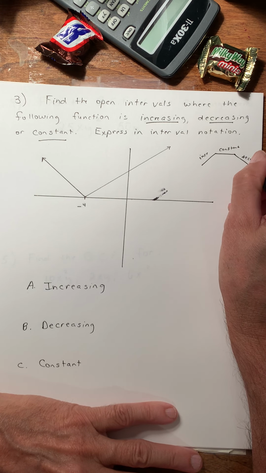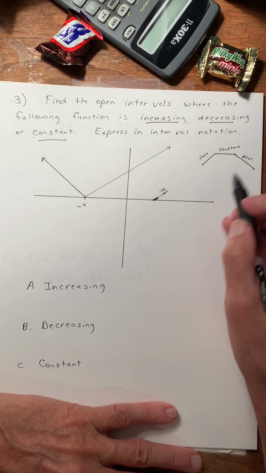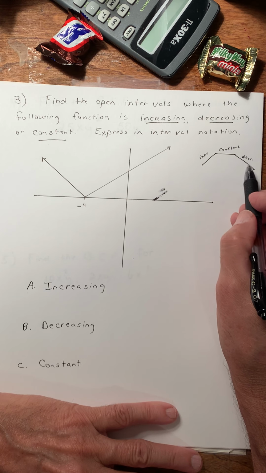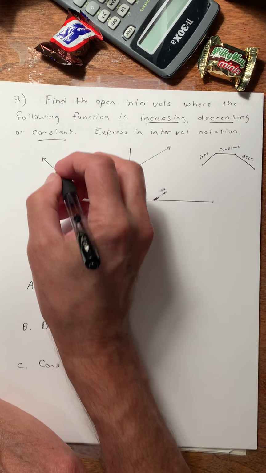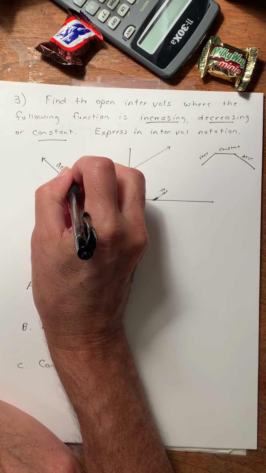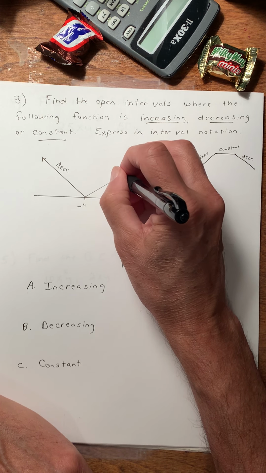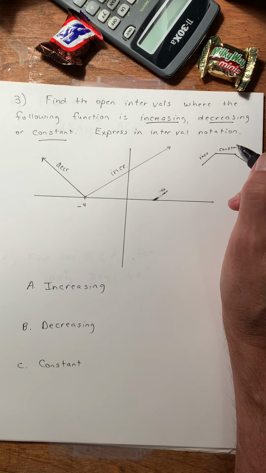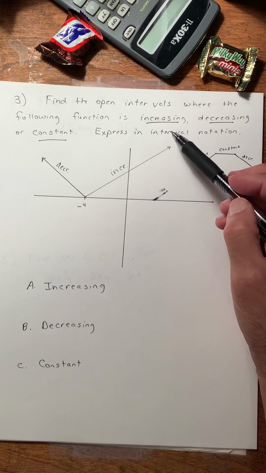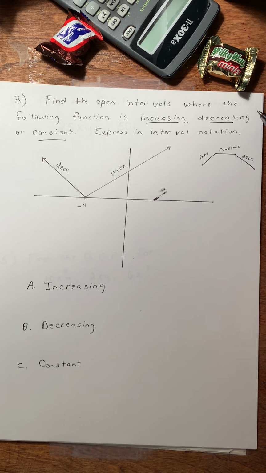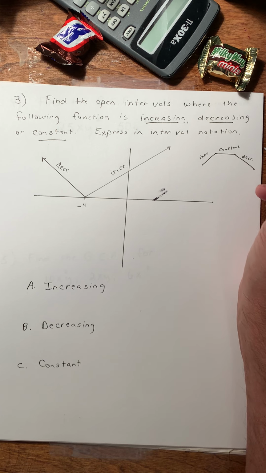And increasing and decreasing are pretty obvious. Hey, if you're going from left to right and it's going uphill, that's increasing. Left to right and it's going downhill, that's decreasing. So this guy's going downhill, this guy's decreasing on this interval. And from here over, it is increasing. Notice what they ask you to do. Express those intervals in interval notation. Interval notation is the stuff with the parentheses and the brackets.